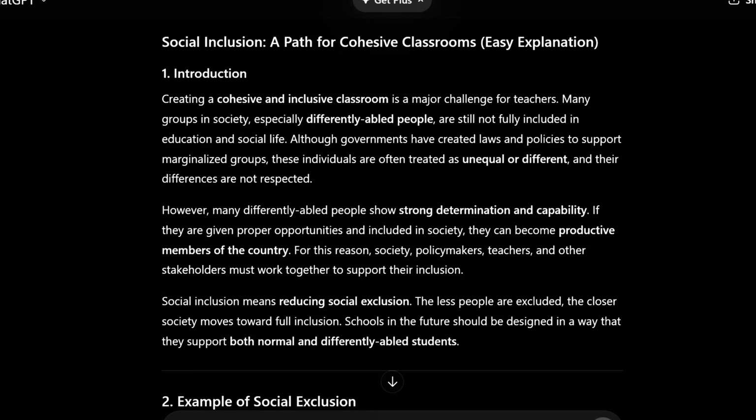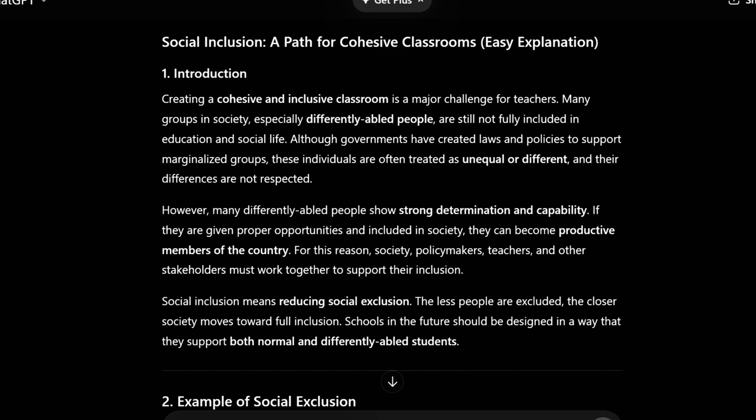1. Introduction. Creating a cohesive and inclusive classroom is a major challenge for teachers. Many groups in society, especially differently abled people, are still not fully included in education and social life. Although governments have created laws and policies to support marginalized groups, these individuals are often treated as unequal or different, and their differences are not respected.